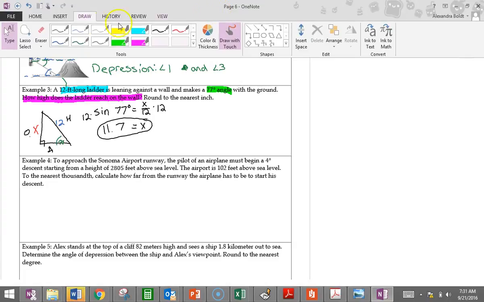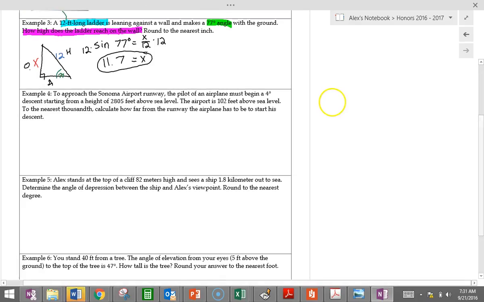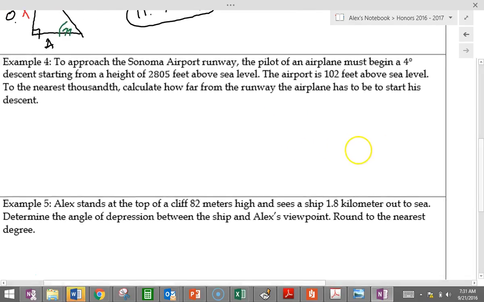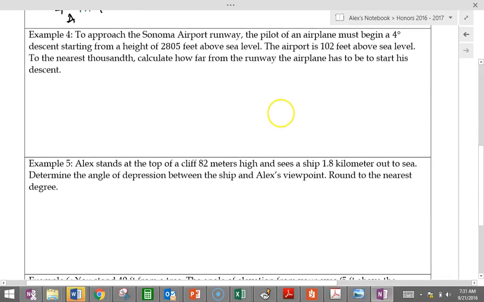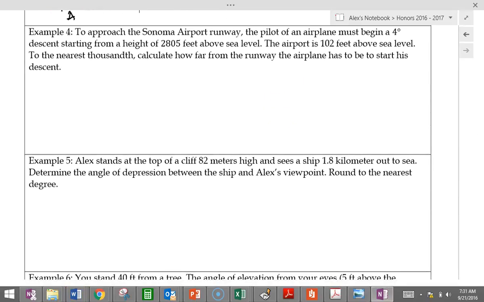All right, let's look at our next problem. So to approach the Sonoma Airport runway, the pilot of an airplane must begin a 4-degree descent starting from a height of 2,805 feet above sea level. The airport is 102 feet above sea level. To the nearest thousands, calculate how far from the runway the airplane has to be.